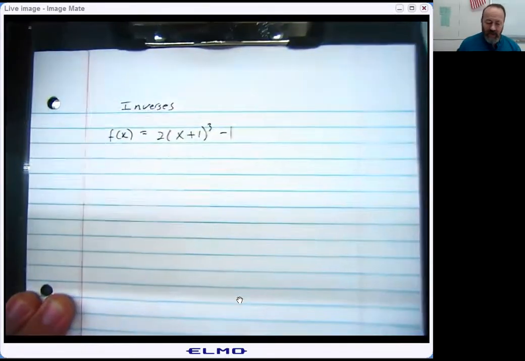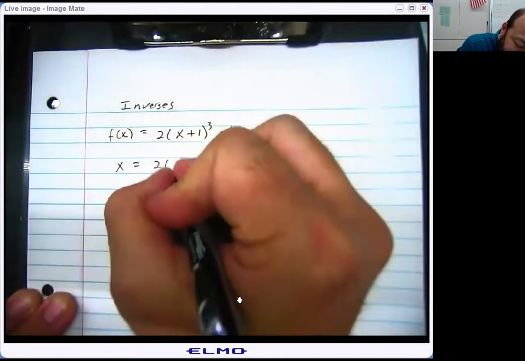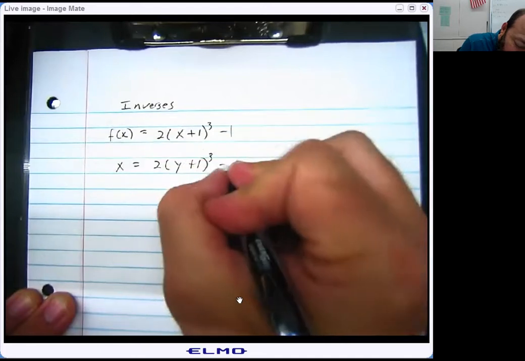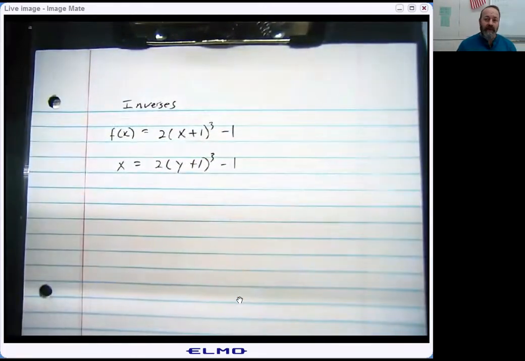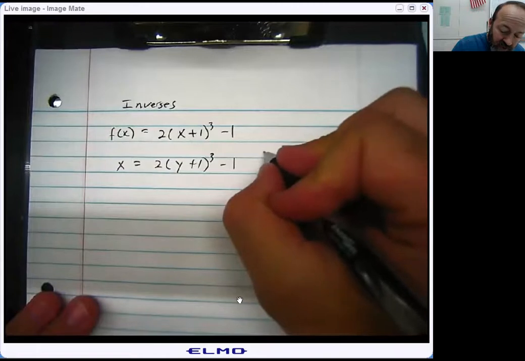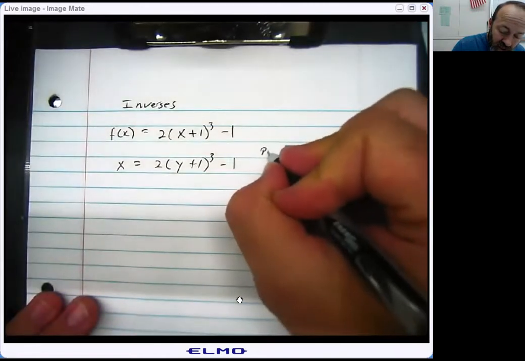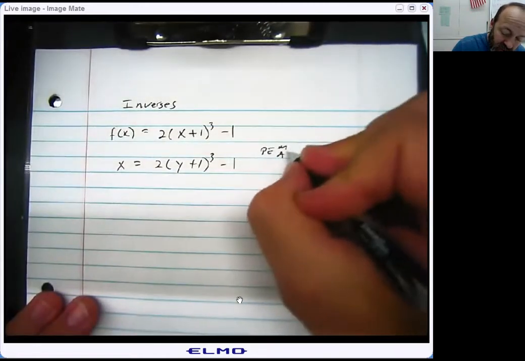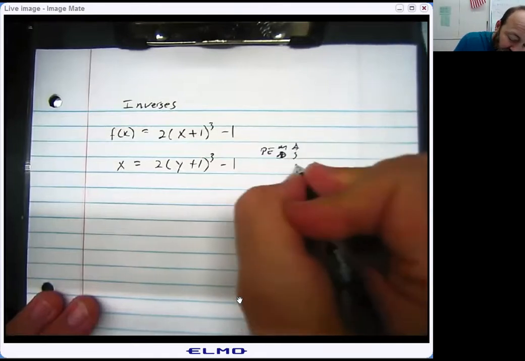Just a quick reminder, remember that we said we would switch x and y. Notice I swap x and y, and then my big goal is to get y by itself. And this is not evaluating, it's solving. And when we solve, we don't do PEMDAS. We actually do PEMDAS in reverse. And so as such, we want to go this way.